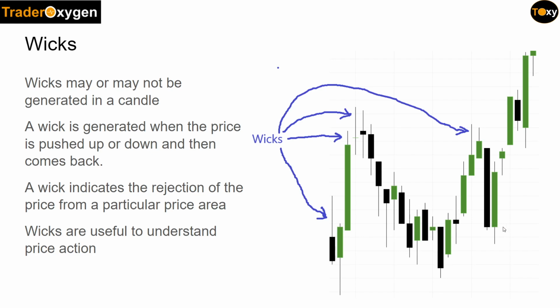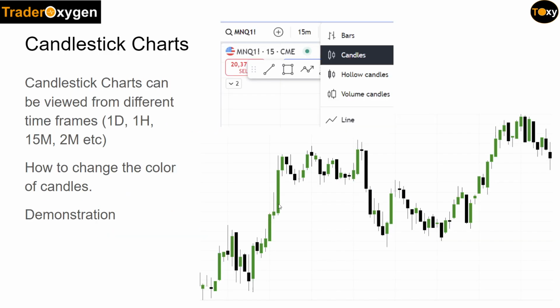For example, after opening, the price has gone down. But then the price has been pushed up again by the algorithm, which means it has formed a wick. Wicks are useful to understand price action and we will use them a lot in the future. Okay, let's see what's next.